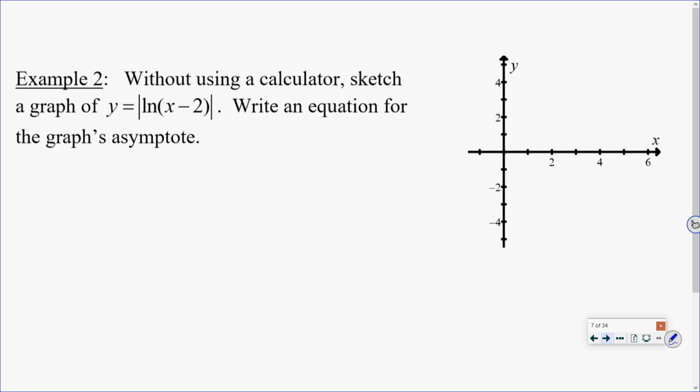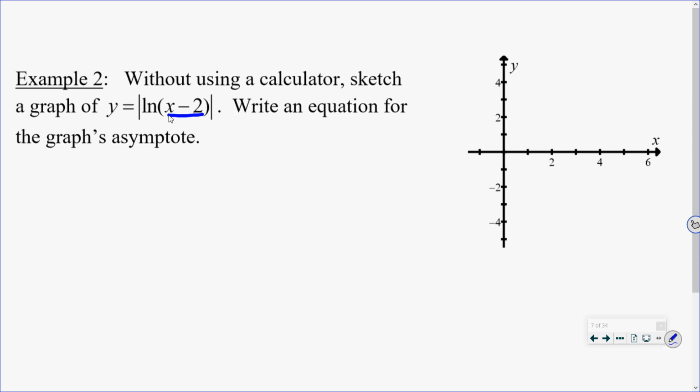Okay, so now it wants us to graph this logarithmic function using transformations or adjustments. So this is a little bit tricky. We've got two things happening here. I've got a minus 2 on the inside. x minus 2 shifts it left or right, in this case, right. And then I've got the absolute value on the outside. What that does is take everything below the x-axis and reflect it up. Start with the inside one first. So we're going to shift it right 2.